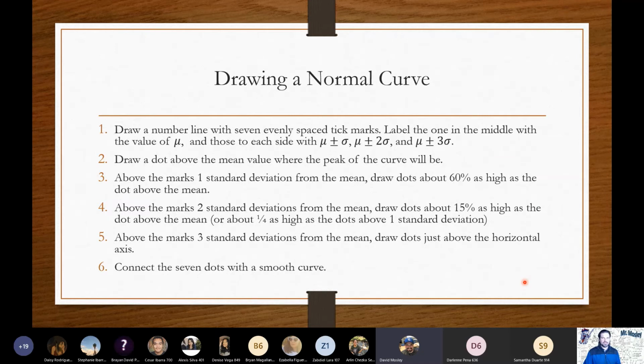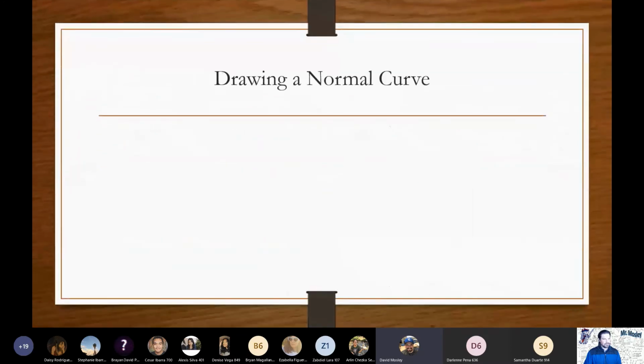Okay. And we're going to go through these steps here on the next slide. Can you raise your hand if you're writing these down and need more time? All right.